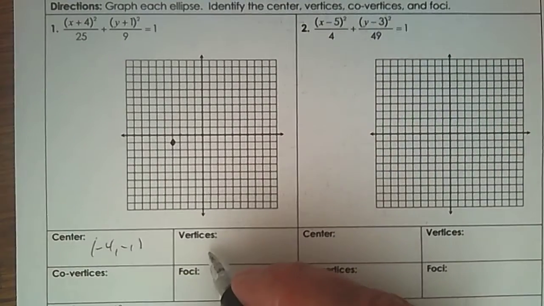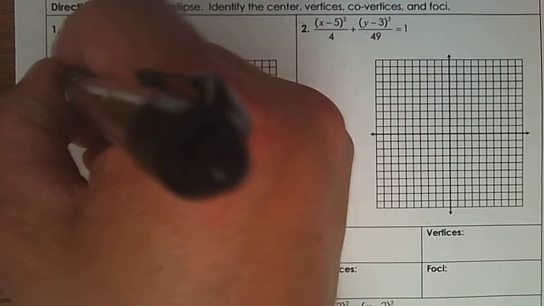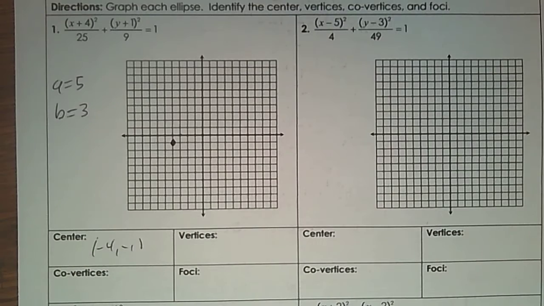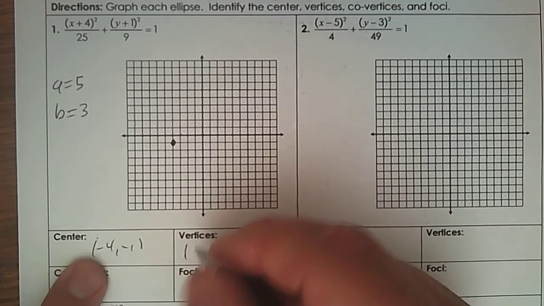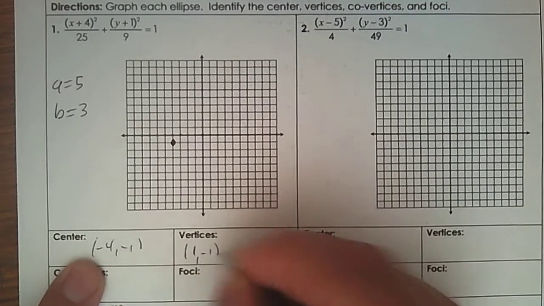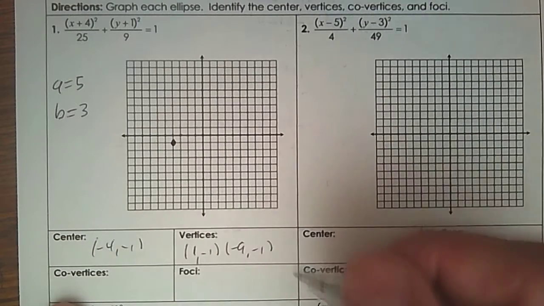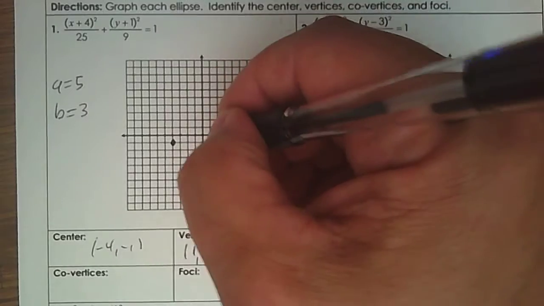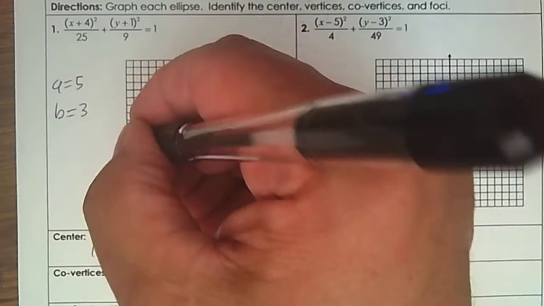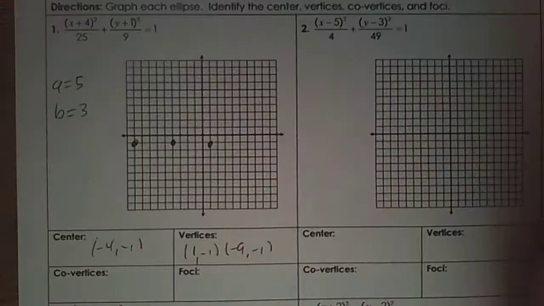Next, the major vertices. That's going to be horizontal. So if I look here, the square root of 25 and the square root of 9 give me my axes and my vertices. So I'm going to add and subtract 5. If I add 5, that's +1. If I subtract 5, that's -9. So those I'm going to put on here: 1 and -1, and -9 and -1. Those are my major vertices.